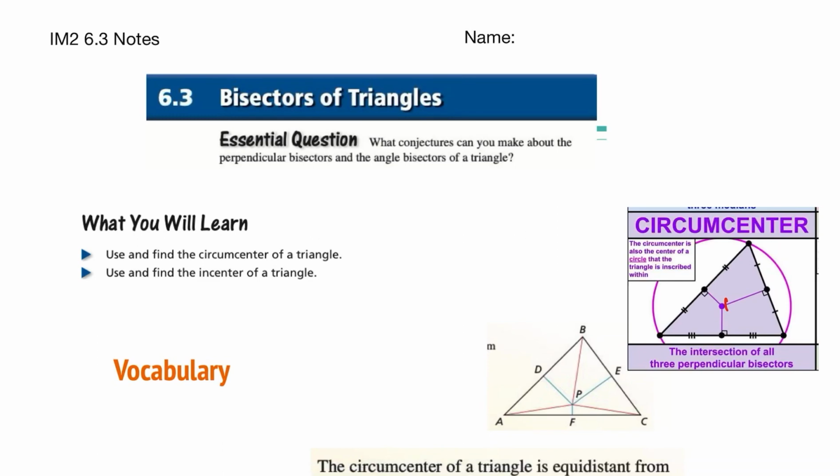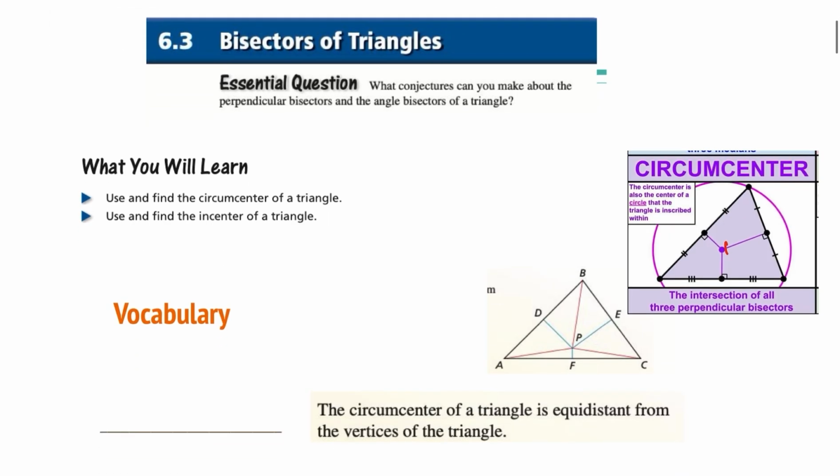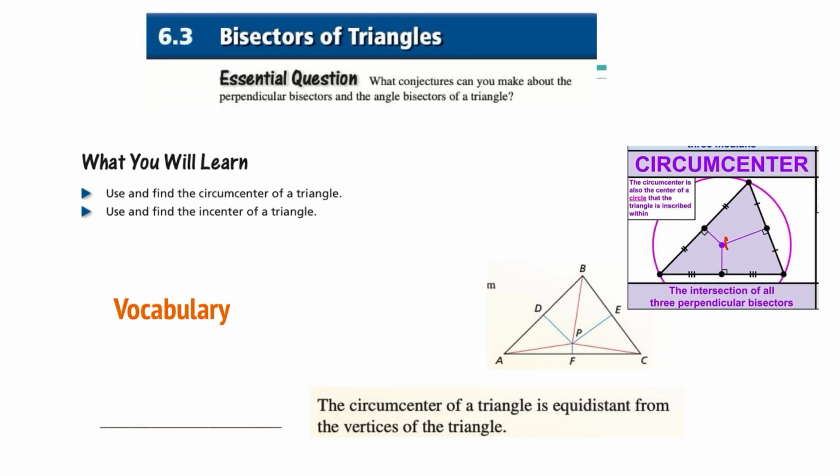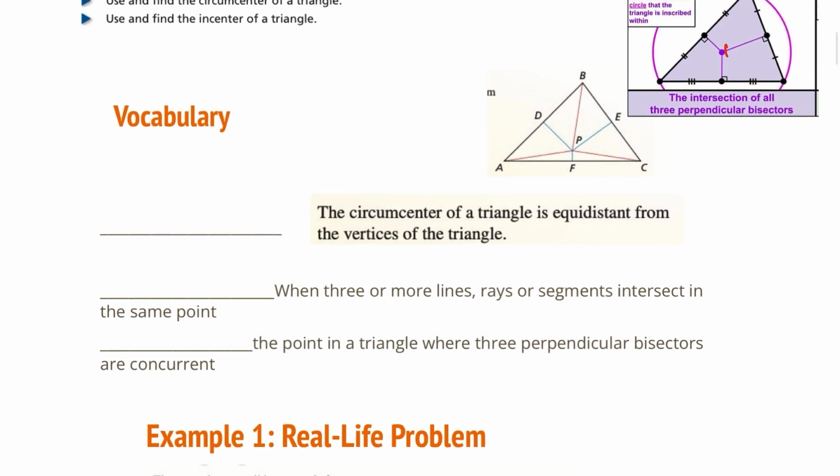Hi, today we're going to talk about 6.3, bisectors of triangles. In this section, you will learn how to use and find the circumcenter of a triangle, and also how to use and find the incenter of a triangle. So let's start here with this vocabulary.